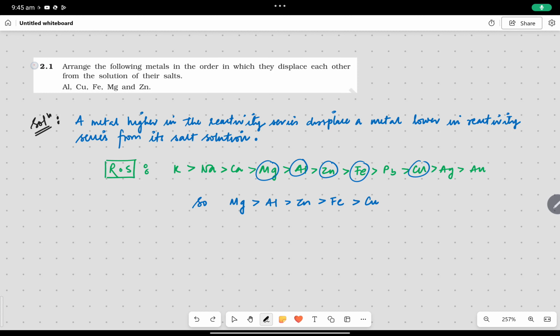So we have question number 2.1. This question says, arrange the following metals in the order in which they can displace each other from the solution of their salt. So the metals that we have are Al, Cu, Fe, Mg and Zn, right? This question belongs to class 10th actually.